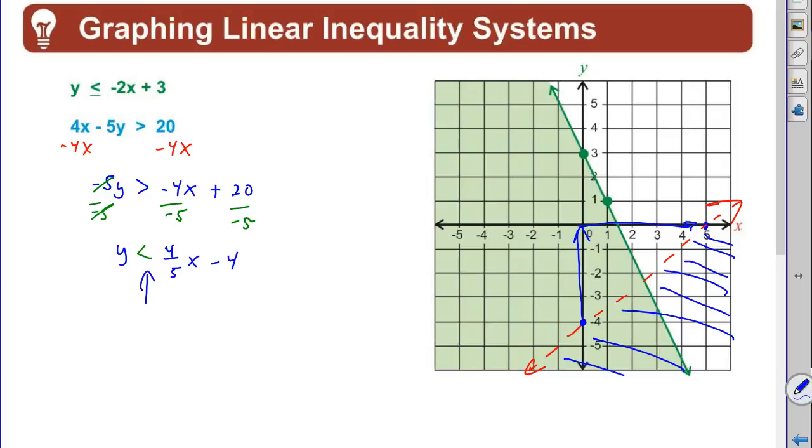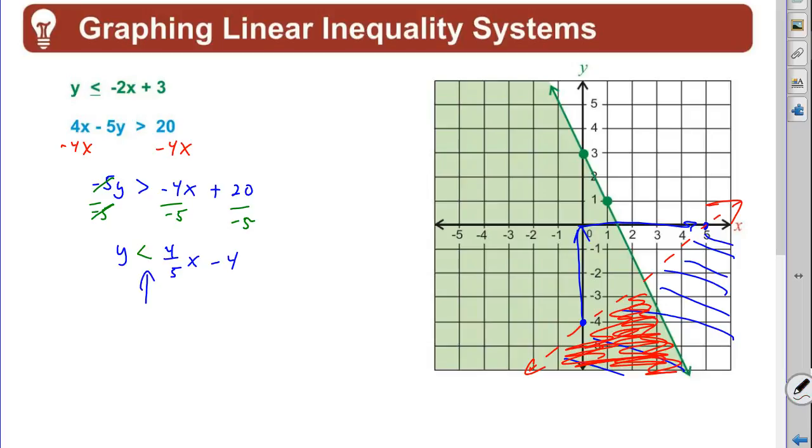Okay, now don't forget, we haven't yet shown the solution to the whole system. And remember, the solution to the whole system is where all the points intersect. You could have 3 inequalities, 4 inequalities, even 5. So in this one, the points of intersection are right there, and that would be the solution.